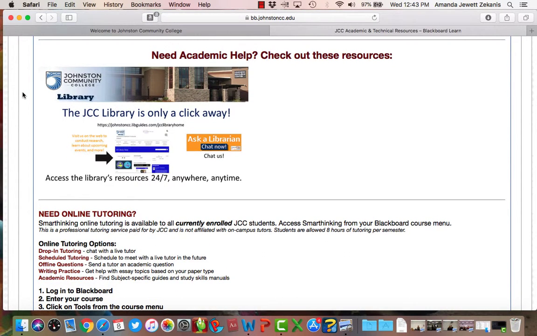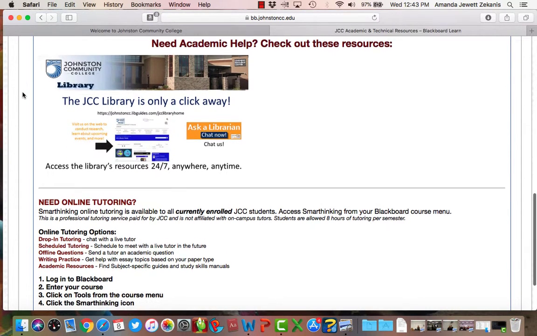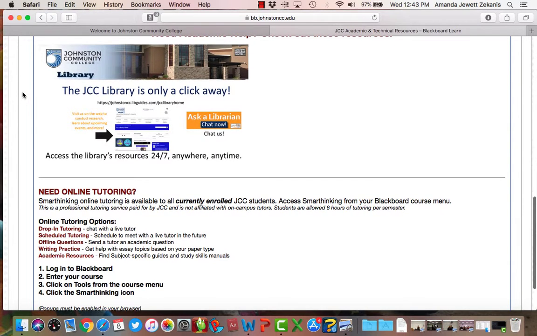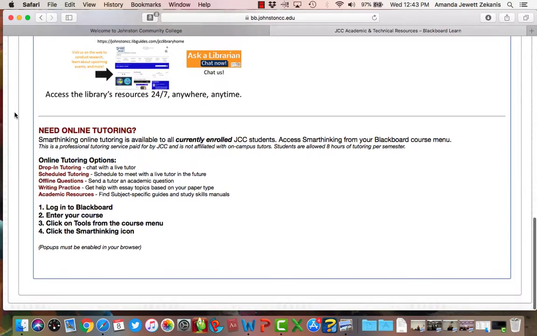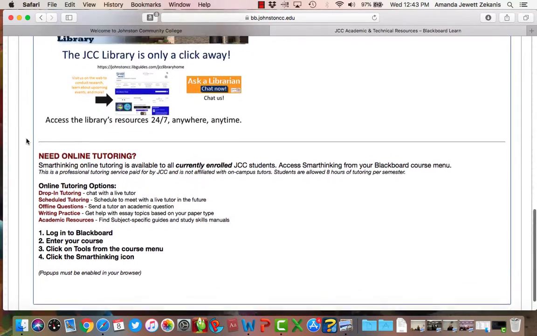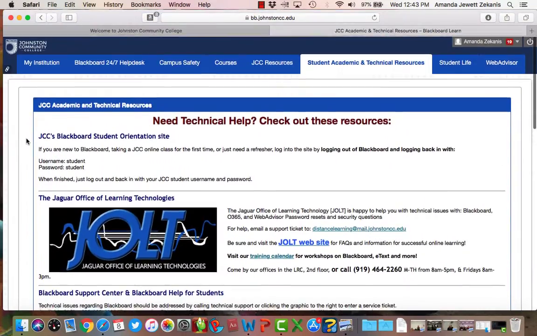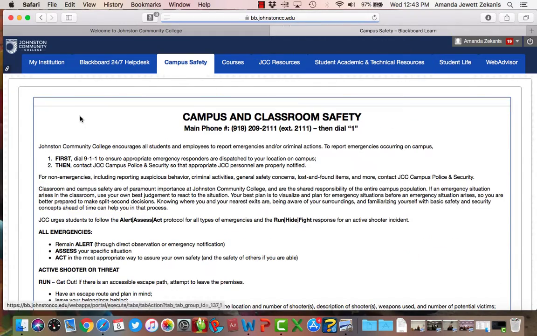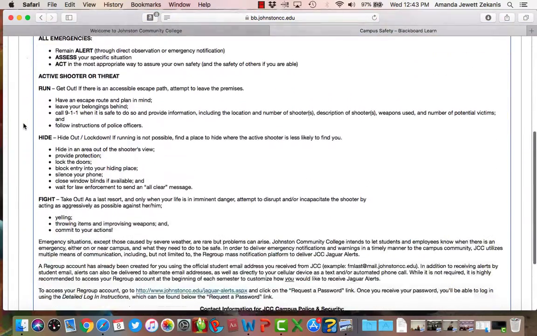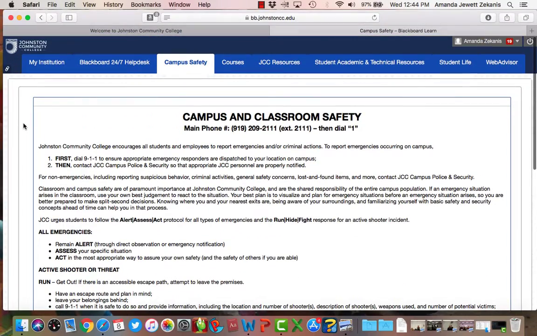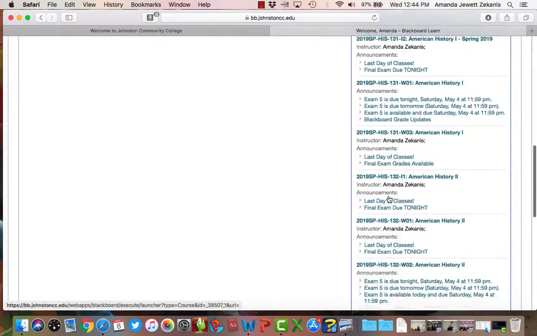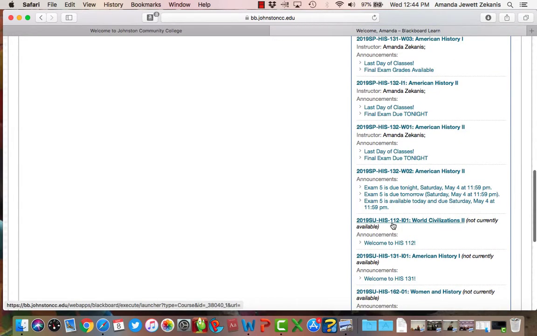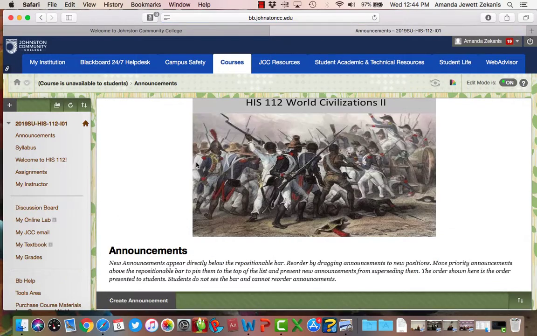The Academic Skills Center is in the library on campus. It's got really great resources. You could do online tutoring. You could do in-person tutoring. You can do all kinds of cool stuff. So that's a resource available to you as well. The Campus Safety tab lets you know what to do in the event of an emergency. So please check that out if you haven't already. As you can see, I have a lot of classes. But yeah, that's pretty much it for the Blackboard tour.